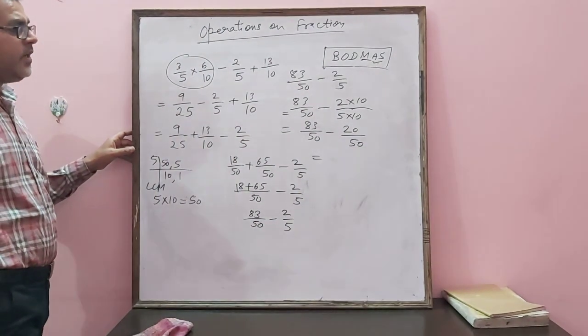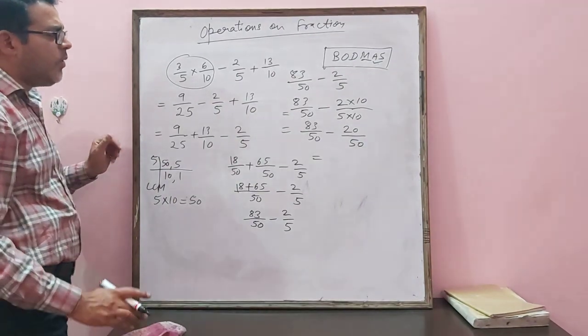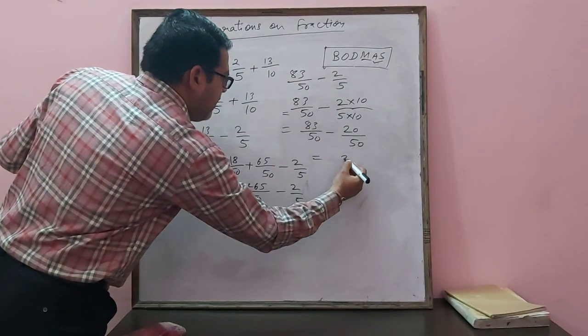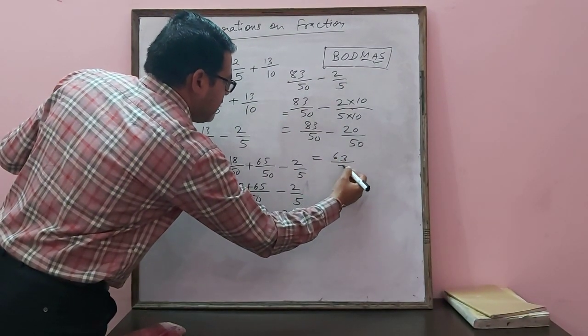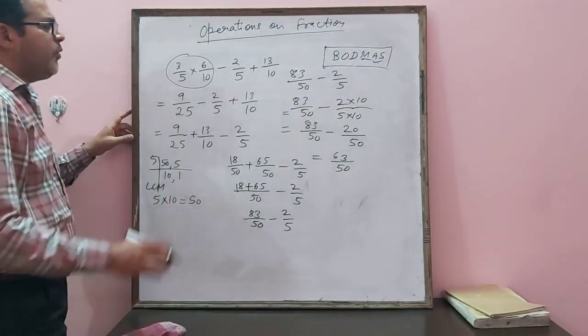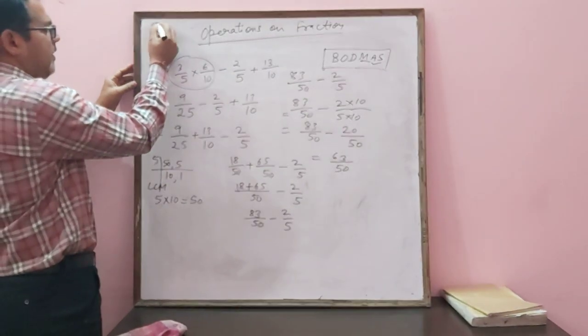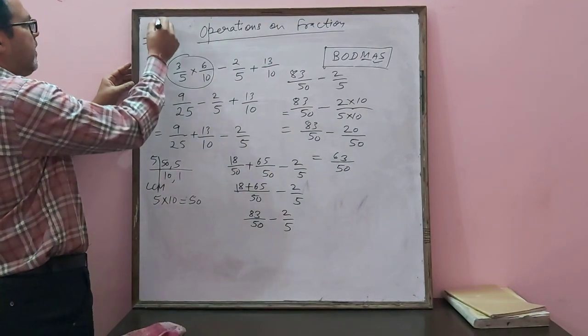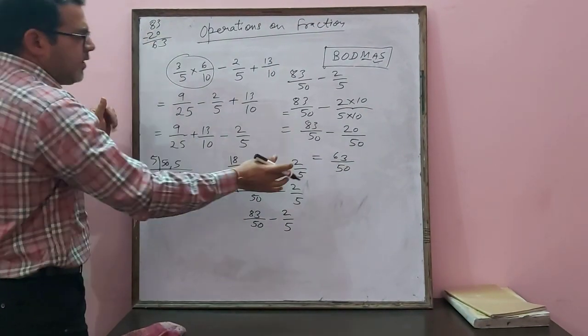Hope you understand. Now 83 minus 20, what will come here? The 3 and here 6. 63 will come here. If you don't know, you can subtract like this. 83 minus 20, you can subtract like this. 3, then 6. 63 will come.